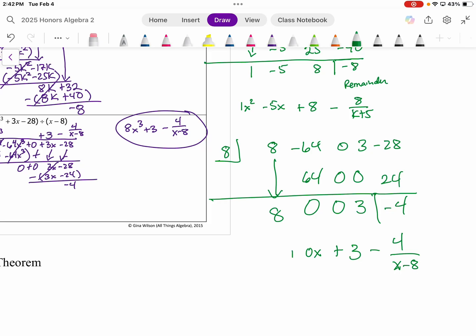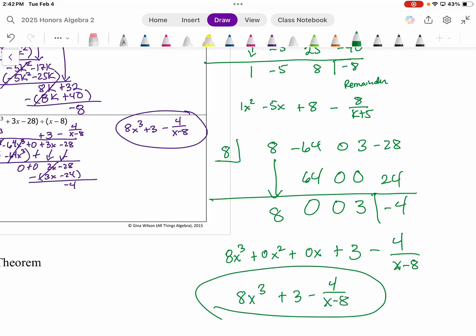Technically, it's a 0x, and then a 0x squared, and then we have the 8x cubed in front. But again, we don't write terms or letters when there's a 0 as a coefficient. So we would clean that up as 8x cubed plus 3 minus 4 over x minus 8. But you would technically assign, as you're going from constant, x to the first, x to the second, x to the third, and then we just drop off the ones that have zeros, and we don't write those letters in the final version.